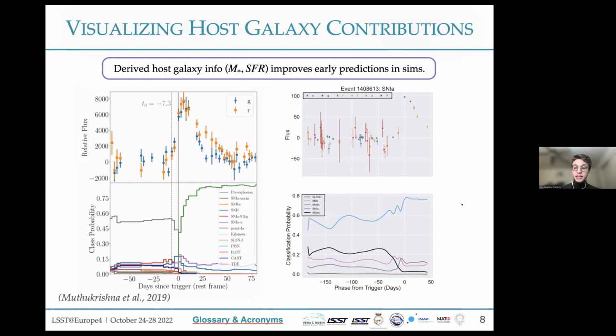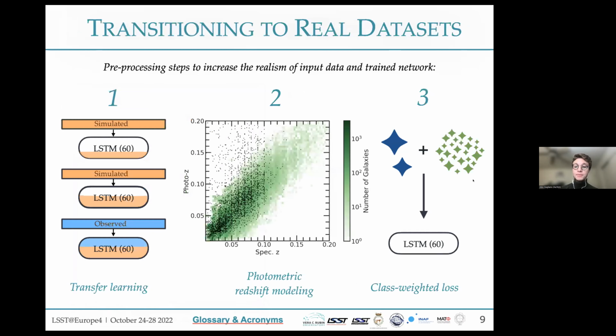So this was a promising intermediate result, but of course, derived host galaxy properties are not going to be readily available for all of the host galaxies that we observe for LSST. And so we started to push toward a more realistic data set to validate our network on using a couple of different techniques. One of them was a component called transfer learning, whereby we trained for the vast majority of the training sequence on simulated light curves from within the Dark Energy Science Collaboration, and then we retrained the network for a small number of training epochs on observed samples.